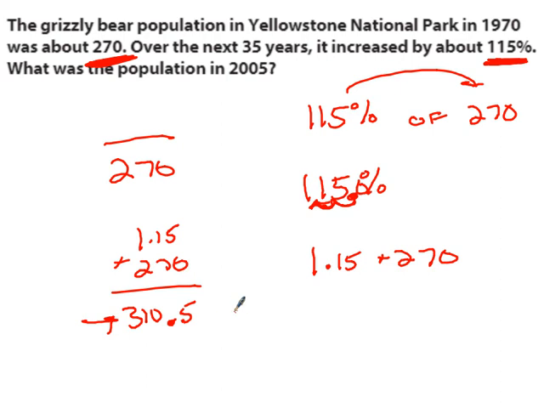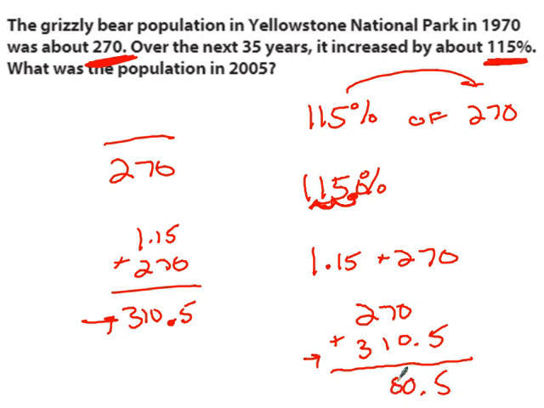Well, now I get to add that to the original amount. So my original amount was 270. So I'm going to add 310.5 because that was the amount it increased. Right? We increased by this much, but we started off with this much. We increased by 115%. Well, this is 115%. So now when I add those up, we know there's about 580 and a half grizzly bears in Yellowstone National Park. It doesn't really make sense to have a half of a grizzly bear, so we'll call it 581 grizzly bears.